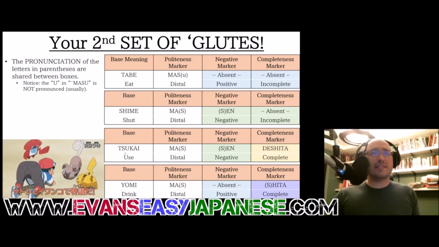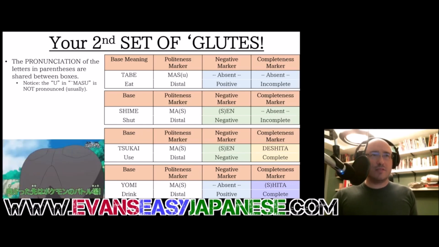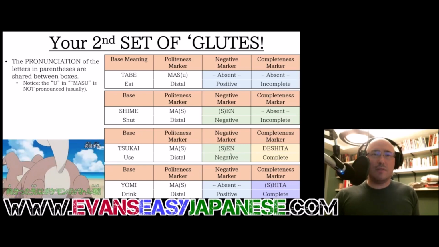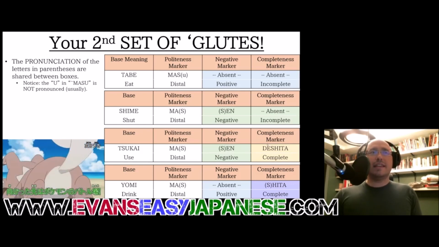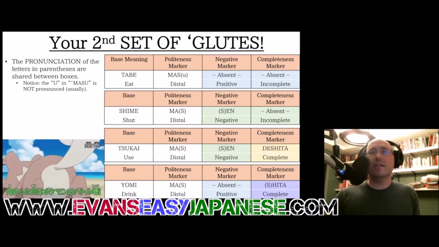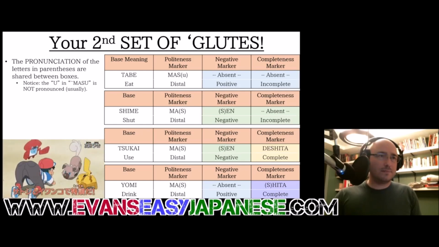All right, so the next one is tsukaimasen deshita. We have the base tsukai, which is to use. The politeness marker mas, so we're being polite and distal. Negative marker sen, so we're being negative. I'm saying don't use. And the completeness marker is there, so I'm changing it to make it negative complete, which means I didn't. The not using at that time is done. So I'm talking about a previous time when I did not use something.